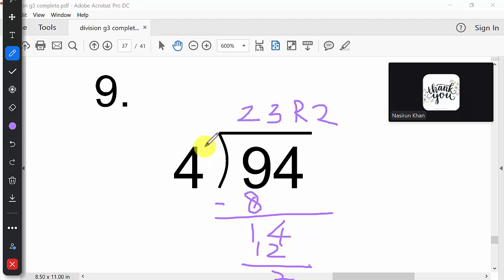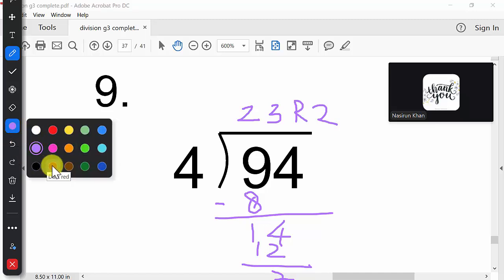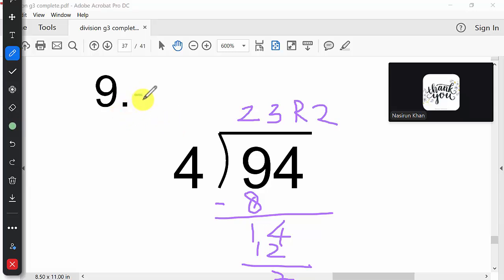How to check? Just multiply this number and then add the remainder. So let's check this using a different color, green. So what is the answer, whether it's correct or not? Let's check 23 times 4 and then later plus 2. 3 times 4 is 12. We carry 1, and then 4 times 2 is 8, and plus 1 is 9.